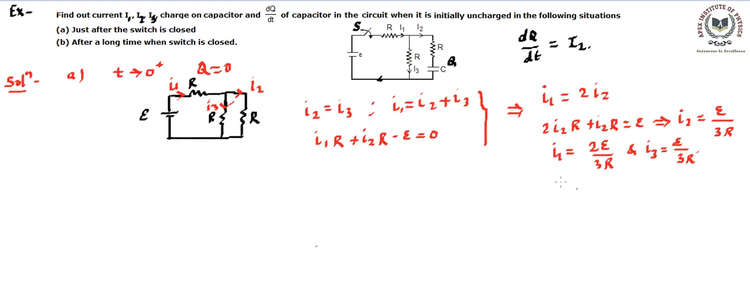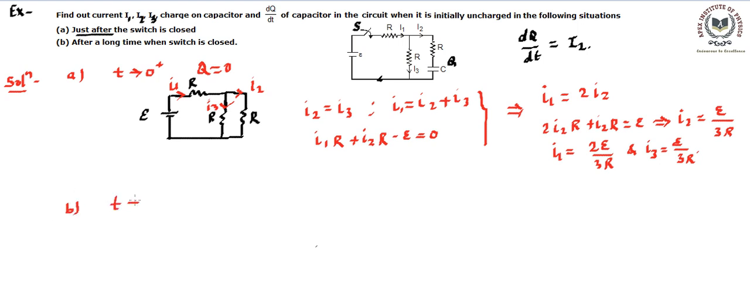Making sense? So this is how we can solve this part A, just after the switch is closed. So the crux point here is, when we talk about just after the switch is closed, what we need to do is replace the capacitor by a conducting wire, that's all. And then whatever circuit is left, we can solve to find the remaining or asked quantities. And now let's talk about the second part, that is part B.